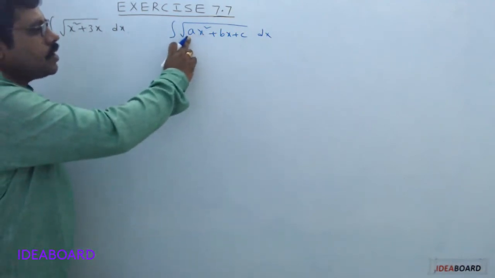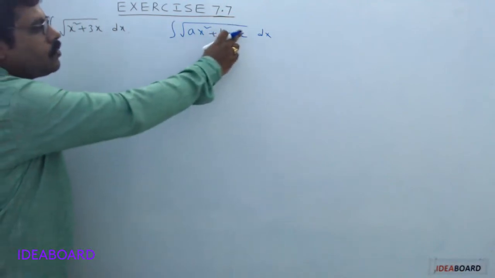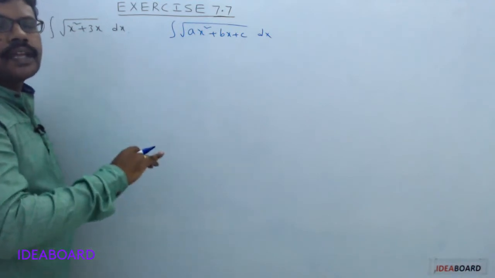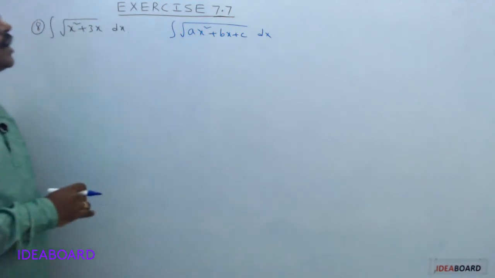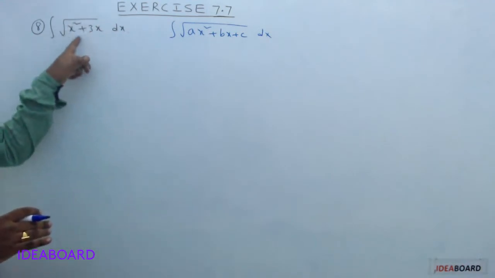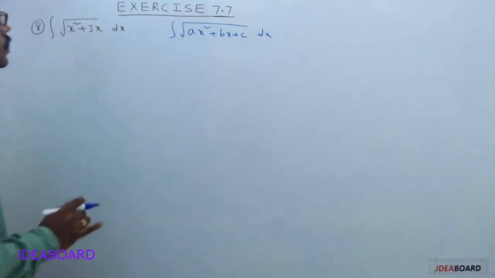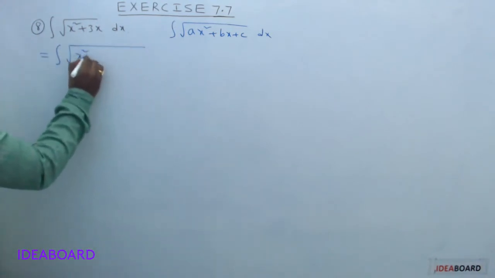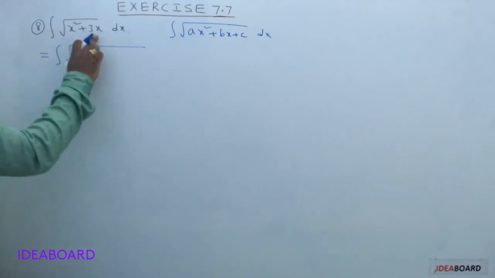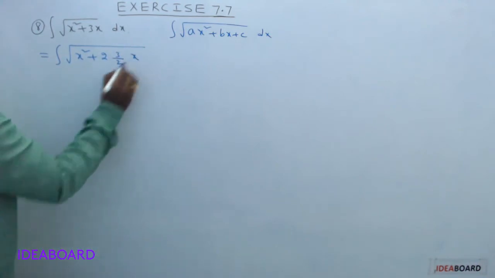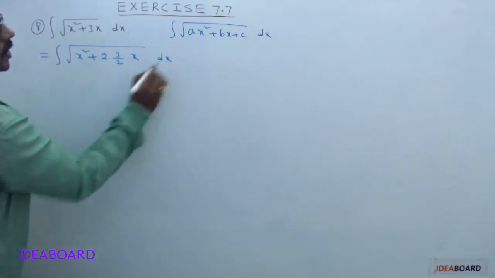After making x square coefficient as a unity, whatever the remaining expression will be there inside the root function, make that expression as a perfect square. Now here, in your given problem, already x square coefficient is 1. So, try to make this expression as a perfect square. Now come to the solution. It is integral square root of x square plus multiplying and dividing with 2 to this second term. This is 2 into 3 by 2 into x dx.